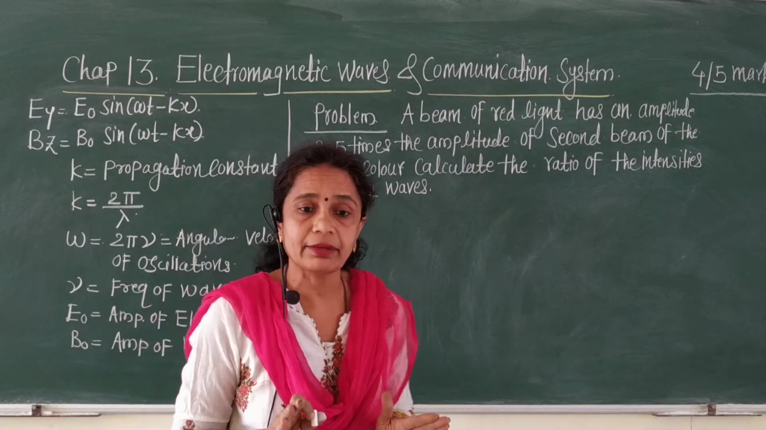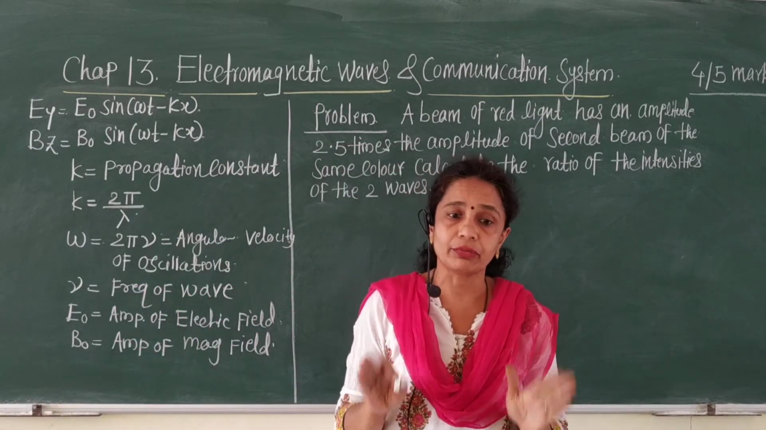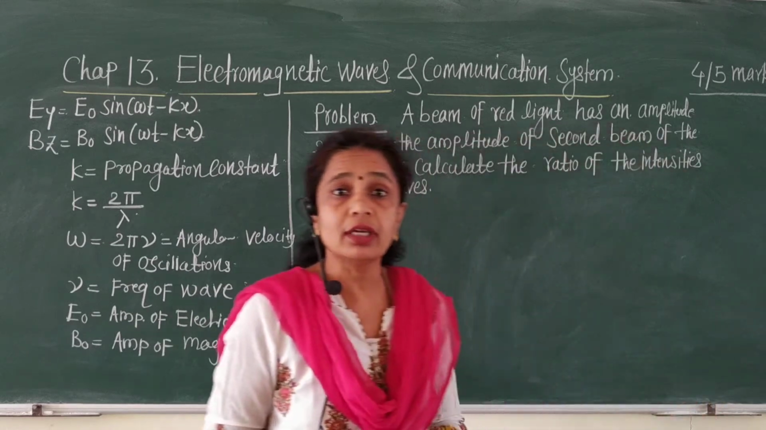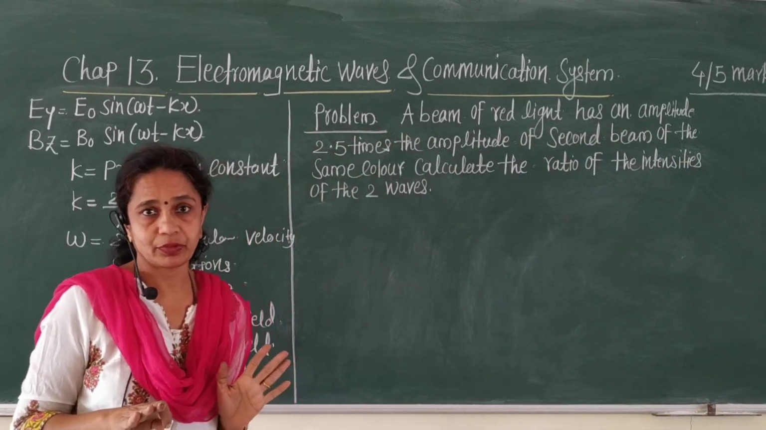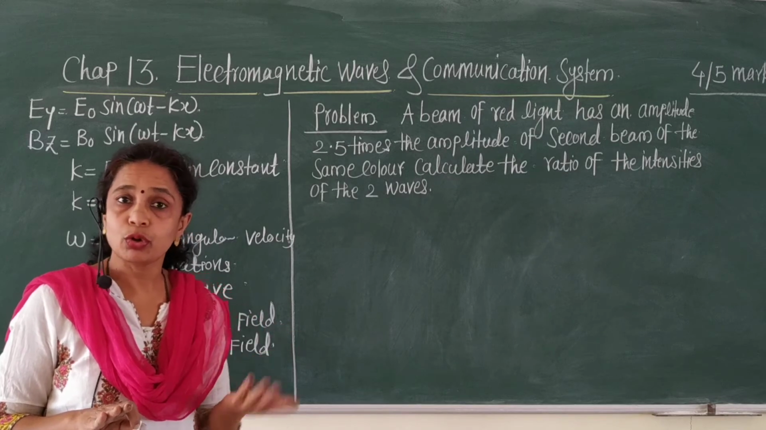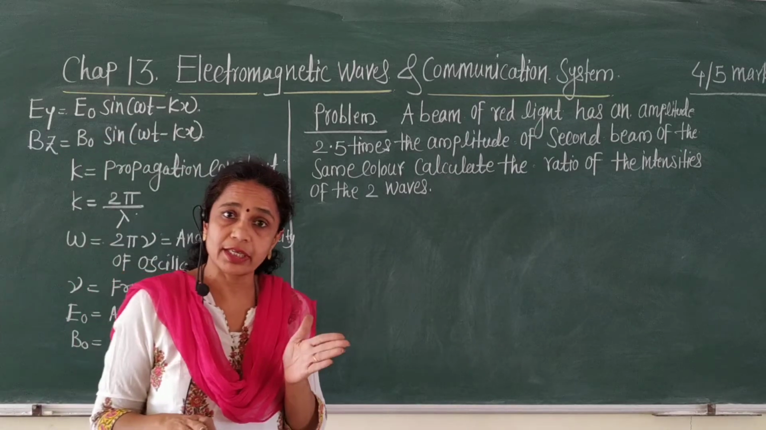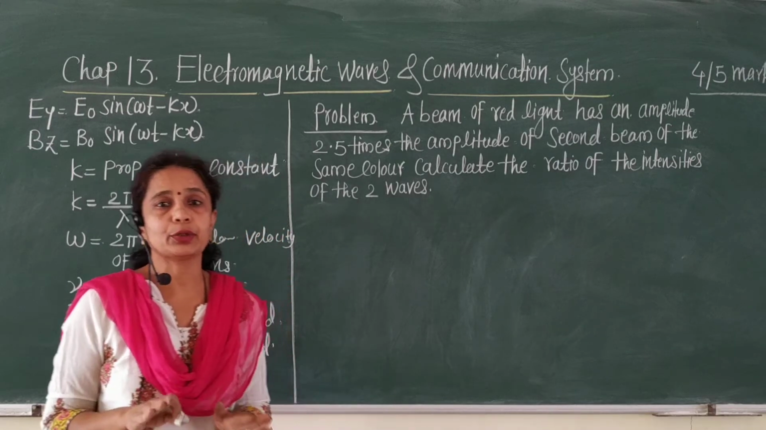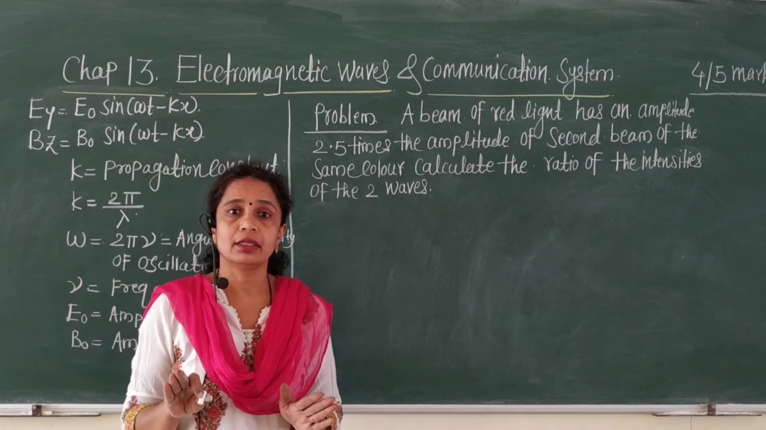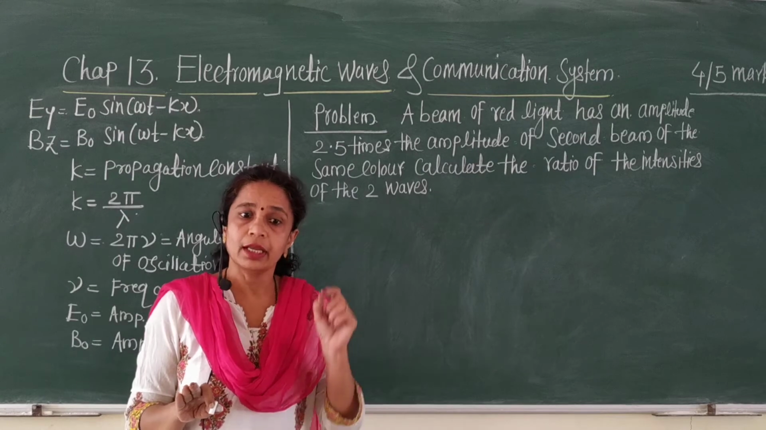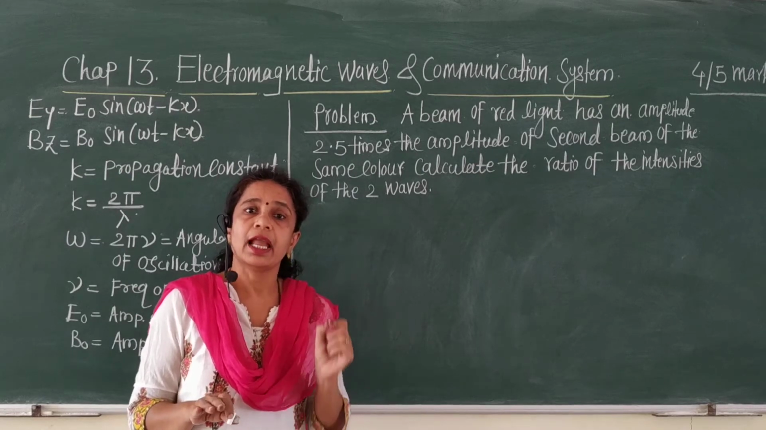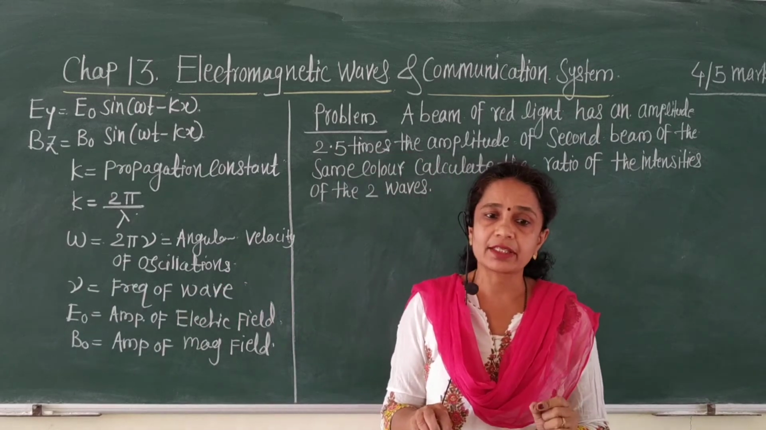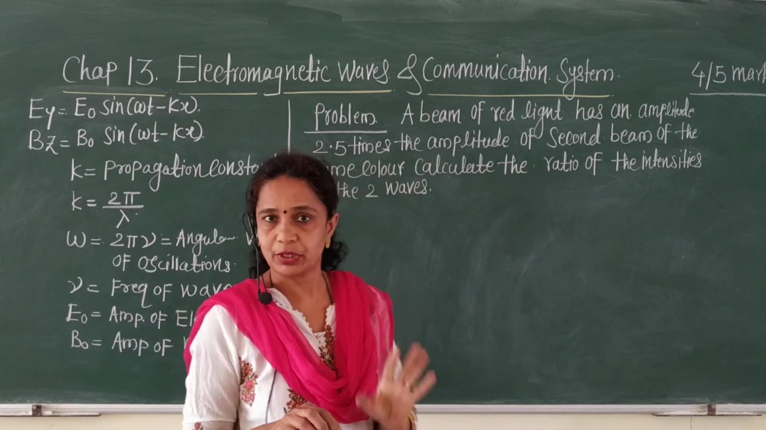Therefore, the electric field and magnetic field oscillate in phase with the same frequency. Because you know that when a charge oscillates with a particular frequency, only then are electromagnetic waves produced. Therefore, the electric field and magnetic field oscillate in phase with the same frequency.